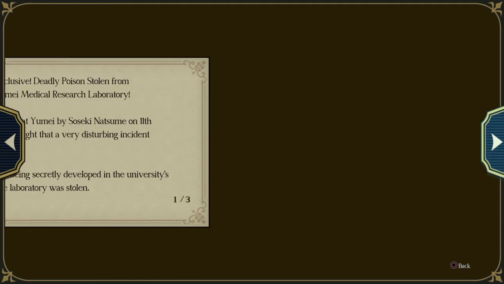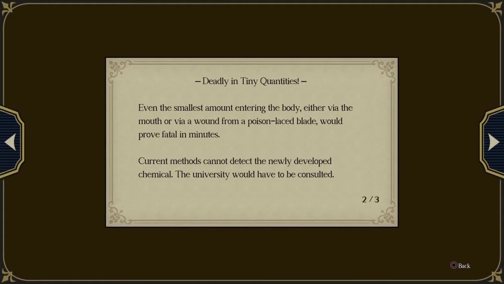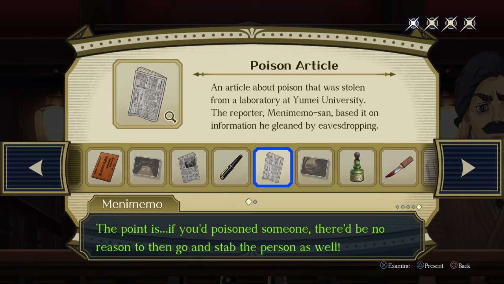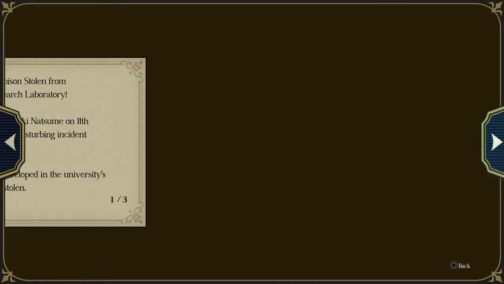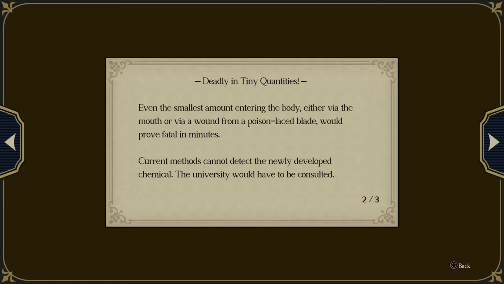Okay, so if we go back and look at the poison article, it specifically mentions via a wound from a poison-laced blade. And I'm guessing, I feel like that might be it. I'm not saying this with 100% certainty, but it seems like that's sort of the hint. Like maybe he wanted us to think it was a cut and dry stabbing case. But no, that doesn't add up either, because it's specifically the poison.